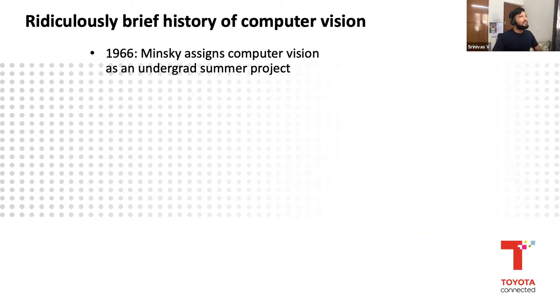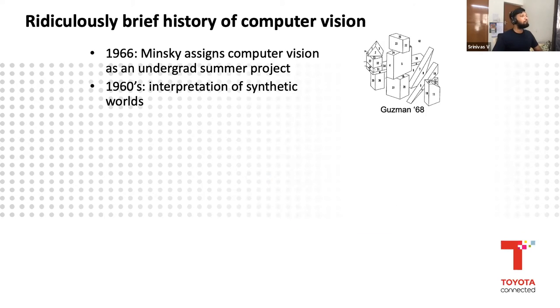So what is the brief history of computer vision, right? In 1966, it's where we can evidently backdate it to. Minsky, a huge computer scientist, assigned a computer vision project to an undergrad, and there were interpretations of synthetic worlds. Then in the 60s, Guzman, another famous computer scientist, tried to model 3D shapes and recognize these 3D shapes, their faces and stuff.